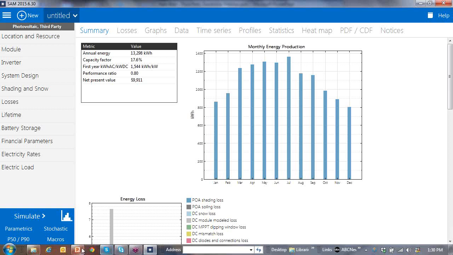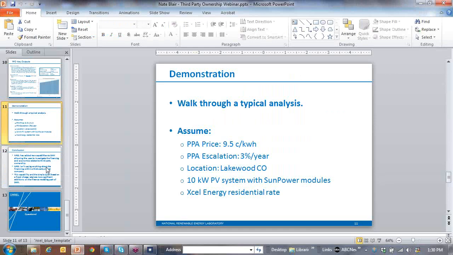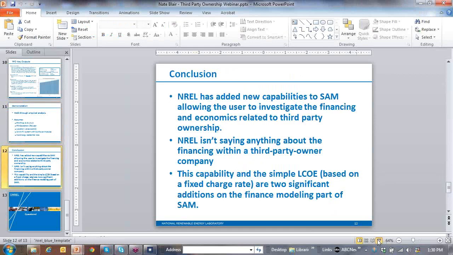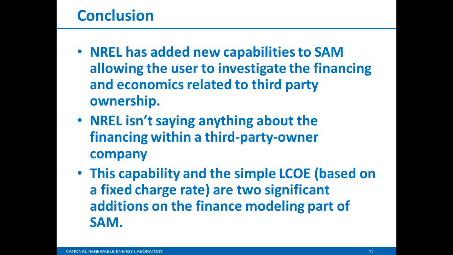If we go back then to the slide deck and go to the conclusion slide. So the conclusions are basically that we've added a capability in SAM to investigate the implications of third-party owned systems from the perspective of the building owners. But again, not with respect, in this case, of the system owner. So the third-party entity owns the system, but again, we are looking at analysis questions from the perspective of the building owner.